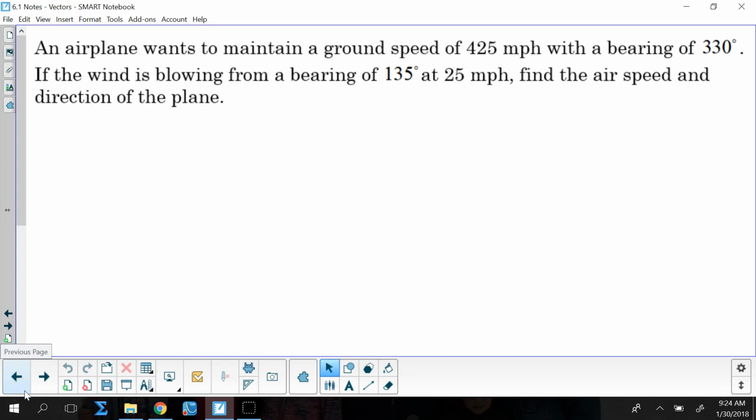Before you get too deep into this problem, I want to spot check and make sure that we're doing it right, because there is one word that will trip you up. Okay? All right? So, let's talk bearings here.